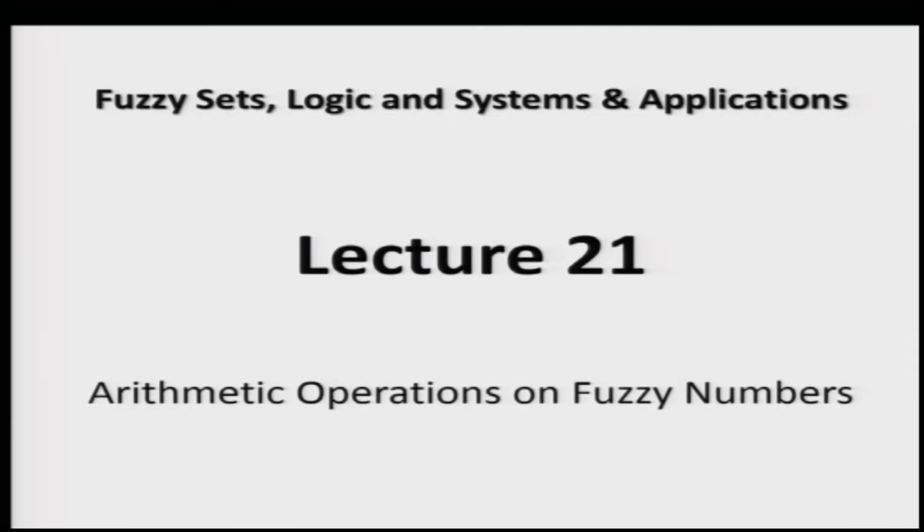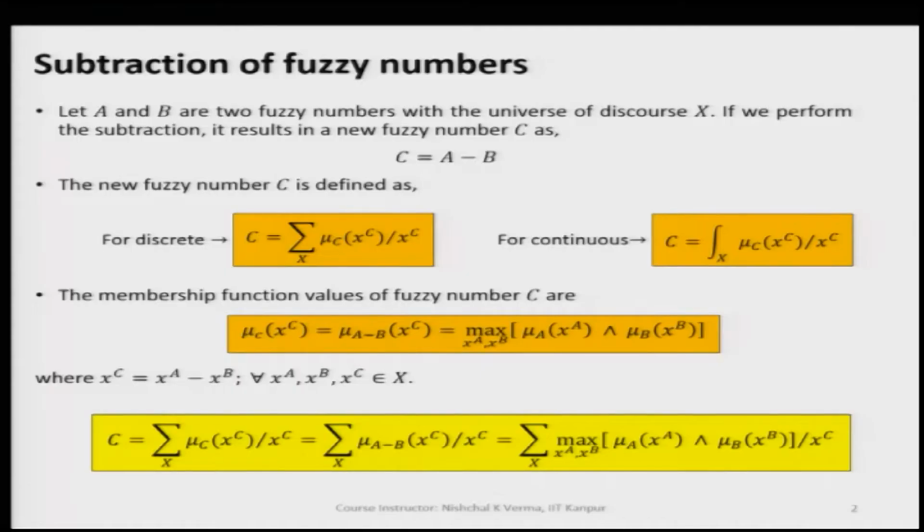So, welcome to lecture number 21 of Fuzzy Sets, Logic and Systems and Applications. This lecture is in continuation to our discussions on arithmetic operations, and these arithmetic operations are on fuzzy numbers. We have already covered the arithmetic operation, that is the addition on fuzzy numbers, in our last lecture. Today we will be discussing the subtraction of fuzzy numbers.